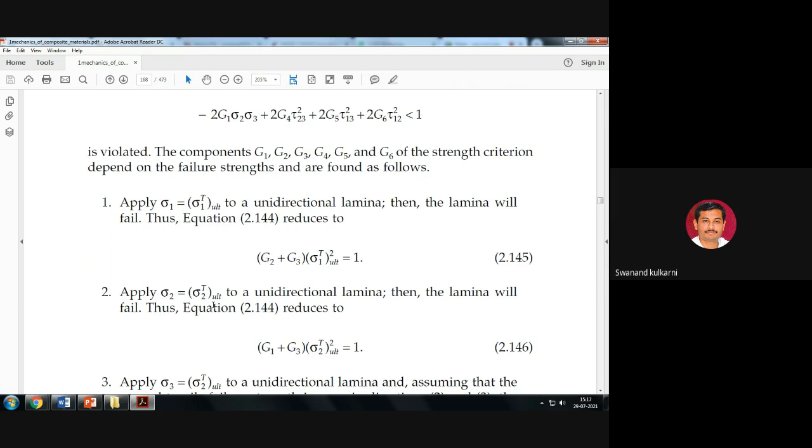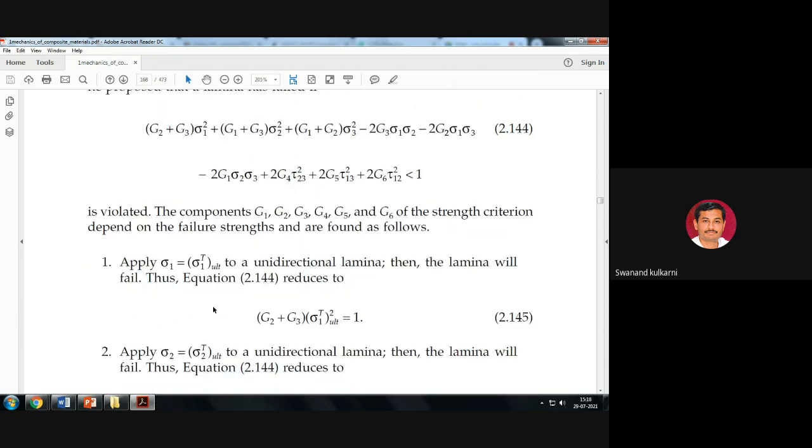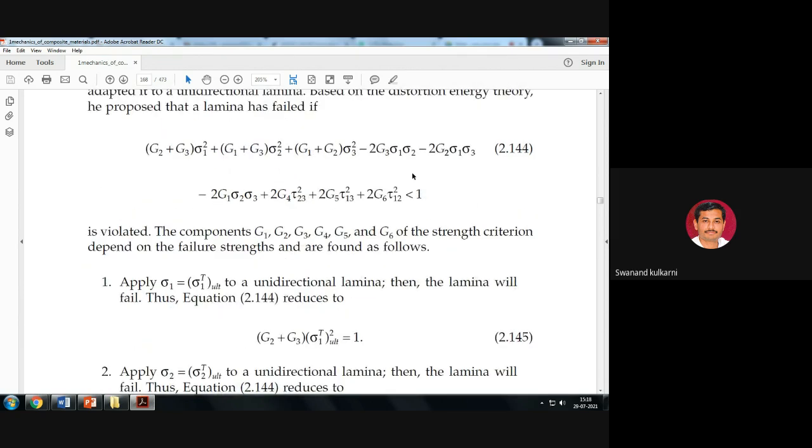equal to 1. Then the same concept is applied in the direction 2. When this concept is applied in the direction 2, then sigma 2 is equal to sigma 2 T. It is tensile in nature, but the direction is the second direction, and that is again applied to the unidirectional lamina. Then the lamina will fail. So in that case, for both equations, we consider the assumptions of 1 and 2 only, because in the first assumption sigma 2 is not present there as it is a unidirectional lamina. Only in one direction it works. In another direction there are no stresses.